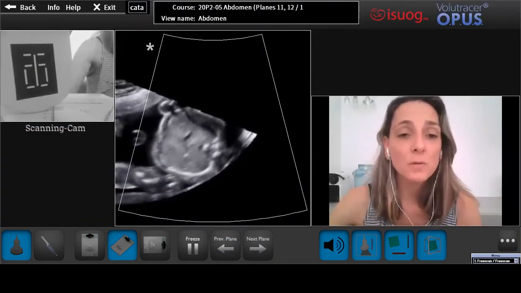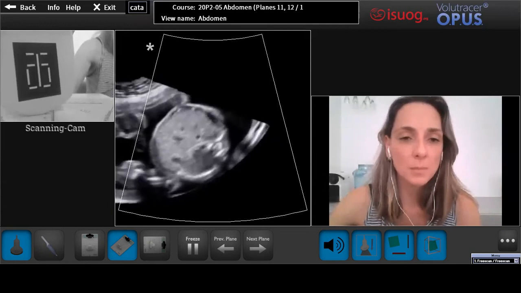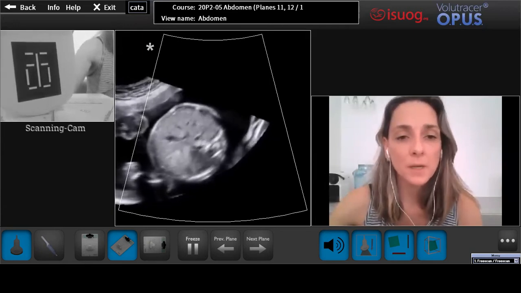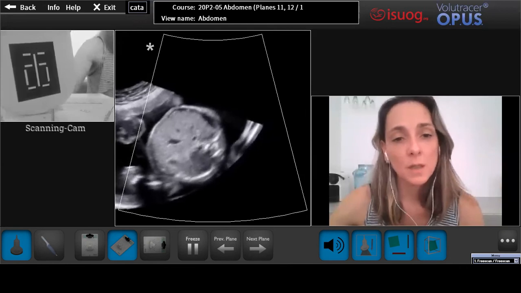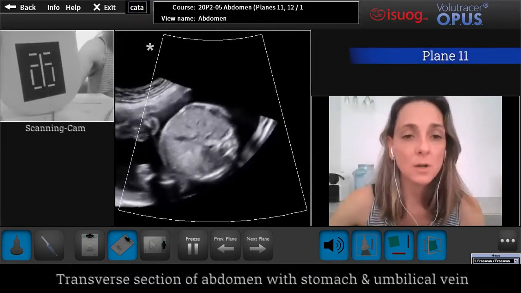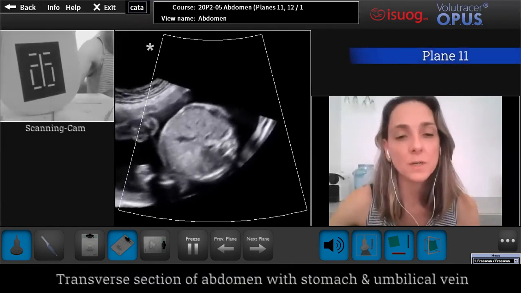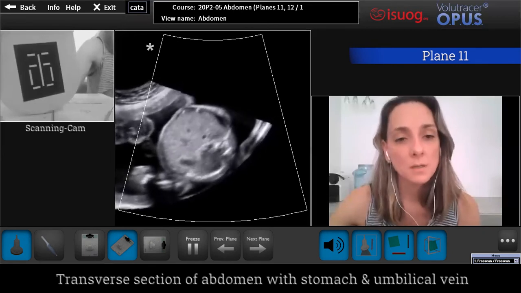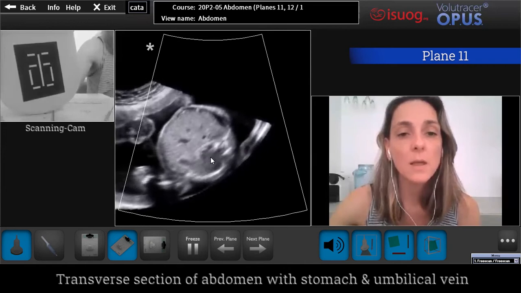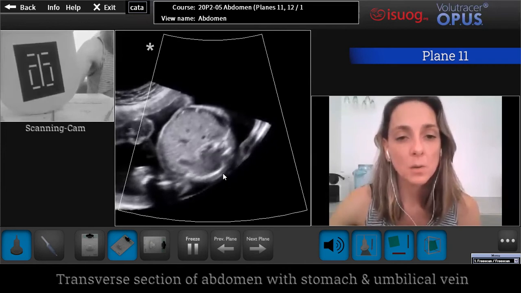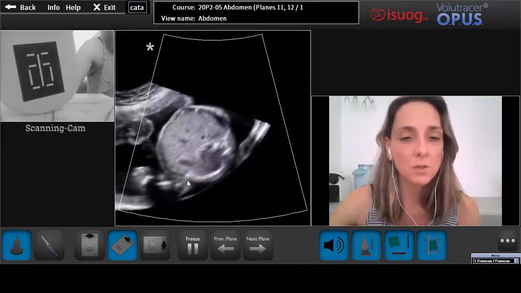So we move on from the fetal heart to the fetal abdomen, and we will find plane number 11, which would be the plane to measure the abdominal circumference. So to do so, we need to find out our landmarks here. So we can see this is a nice plane number 11, where we can see the stomach, we can see a portion of the umbilical vein, and we can see a whole rib, a complete rib. So we make sure we are not oblique, and we can measure the abdominal circumference.